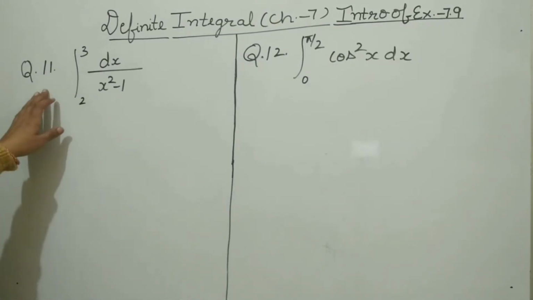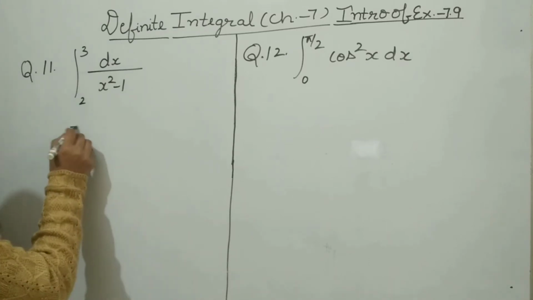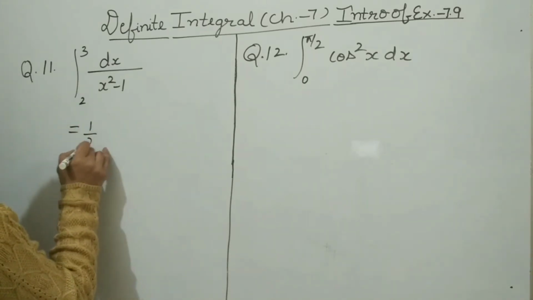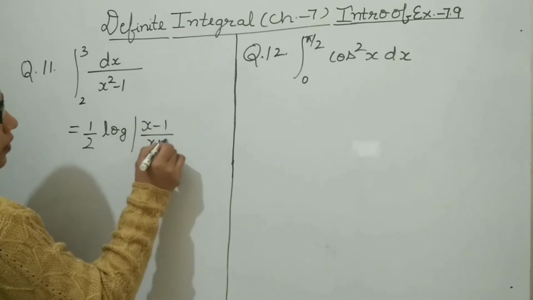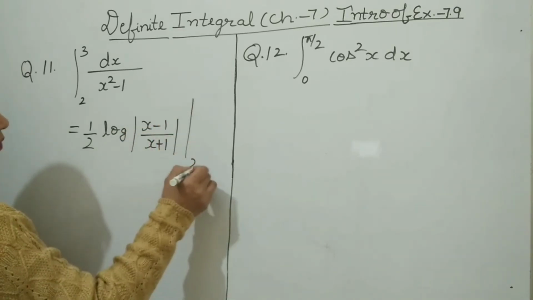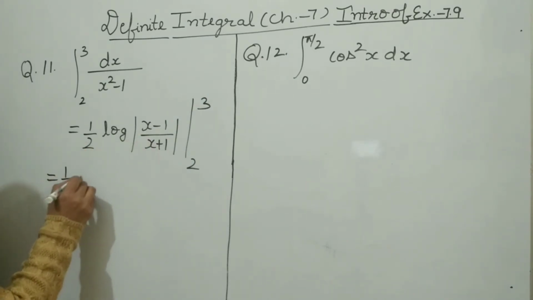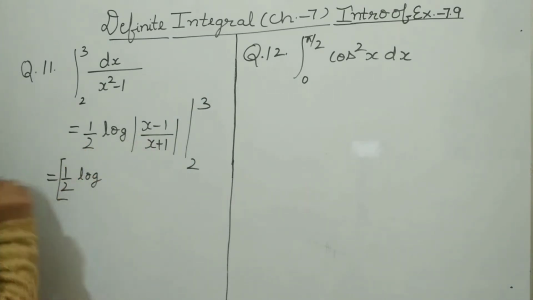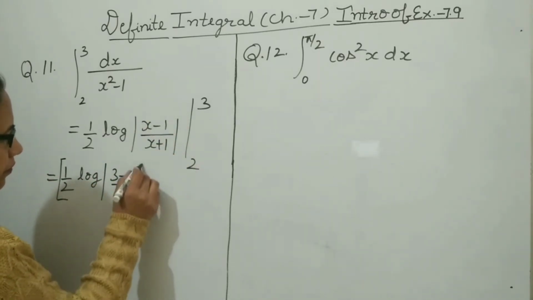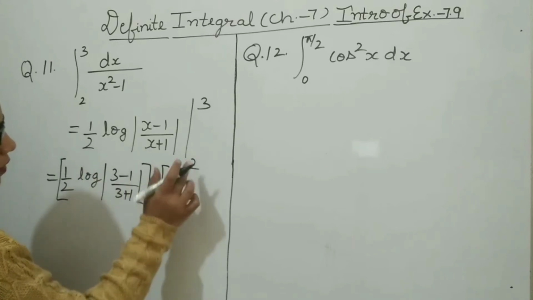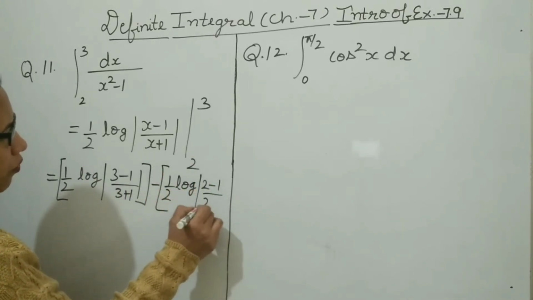Next we do question number 11. Integral of 2 to 3 dx over x square minus 1. So first we integrate this function. Integration of this function comes out to be half of log of mod x minus 1 over x plus 1. Then take the limits 2 to 3. So by using the fundamental theorem of calculus, it comes out to be half of log. First we take this bracket for the upper limit, 3 minus 1 over 3 plus 1. Then negative sign. Then take this lower limit for this function, log of mod of 2 minus 1 over 2 plus 1.